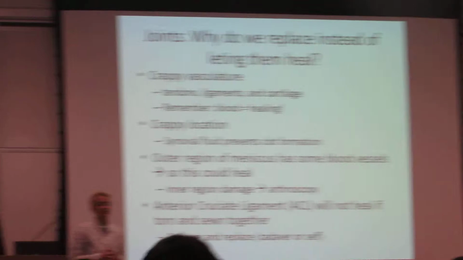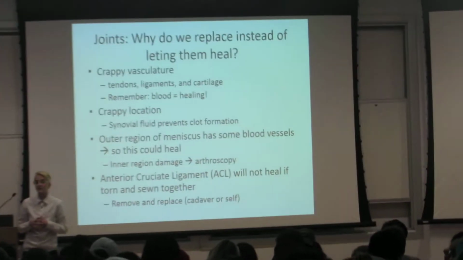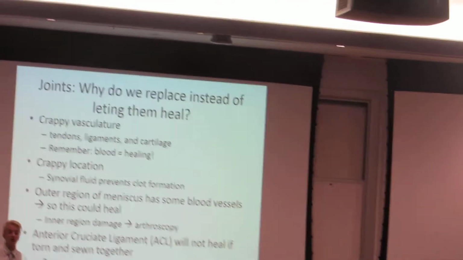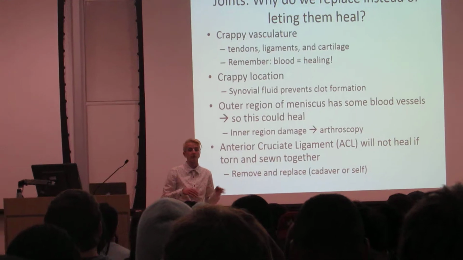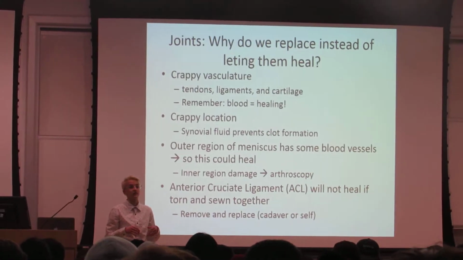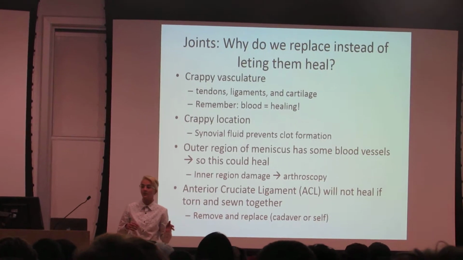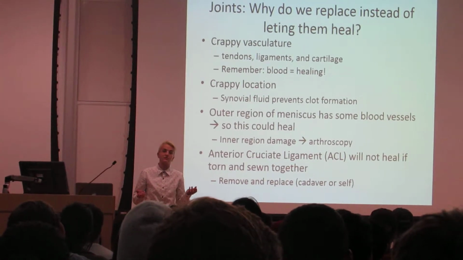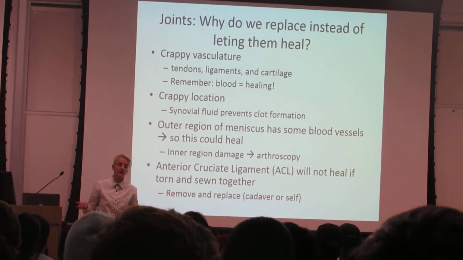And also the location is bad. Like the ACL, for example, is located only in the knee joint, so it's bathed in fluid. And the problem with this fluid is it prevents clot formation, and clots often act as scaffolds, right? If you have a clot, you want to release factors that bring in new cells and new tissue, and it also acts as a scaffold that tissue itself will grow on. But if you can't form the clot, you really have no chance of healing.